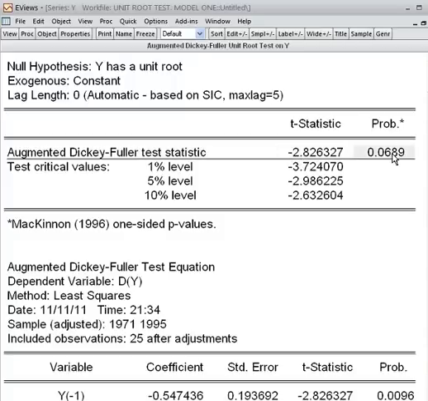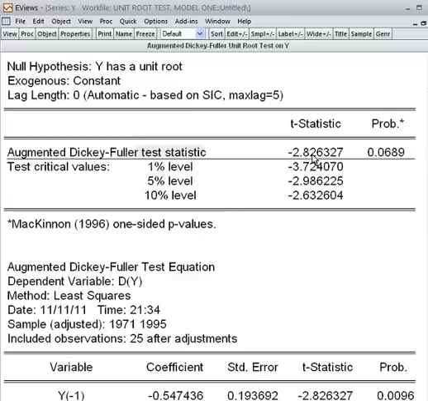Okay, so what is the p-value? 6.89%, which is more than 5%, meaning that we cannot reject the null. That means we cannot reject this null hypothesis, meaning that y has a unit root. Okay, that is the one way. And there is another way. It is here. Another way we can take a decision whether y has a unit root or not.